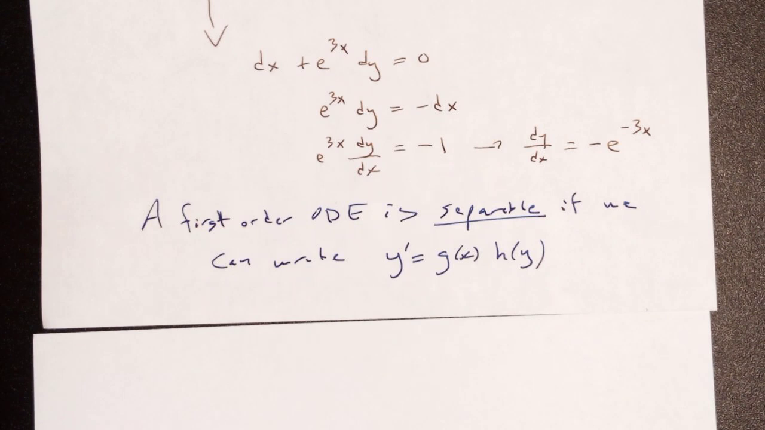If the expression for my derivative is a thing in x times a thing in y, then I am guaranteed to be able to separate. I just divide the y part over to the left and move the dx from the left to the right.